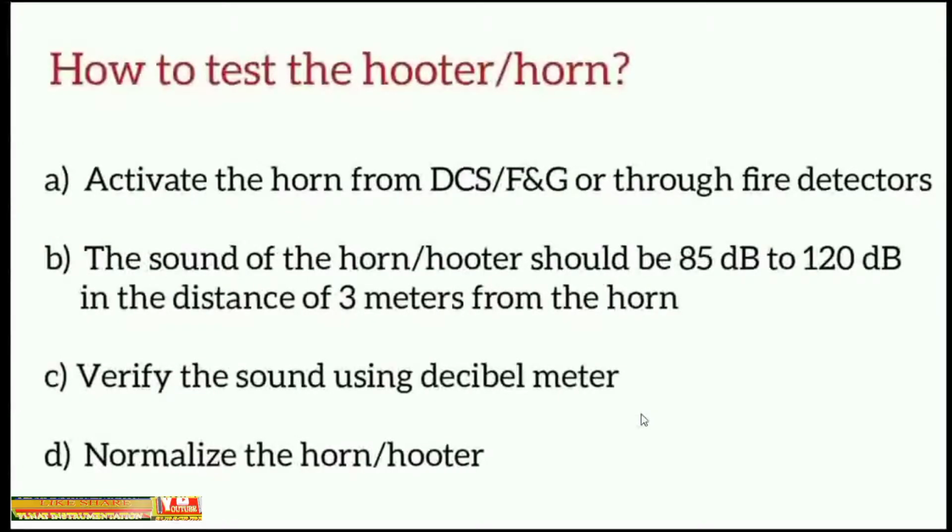How to test the hooter horn? Activate the horn from DCS fire and gas or through fire detectors. The sound of the horn hooter should be 85 dB to 120 dB in the distance of 3 meter from the horn. Verify the sound using decibel meter. Normalize the horn hooter.